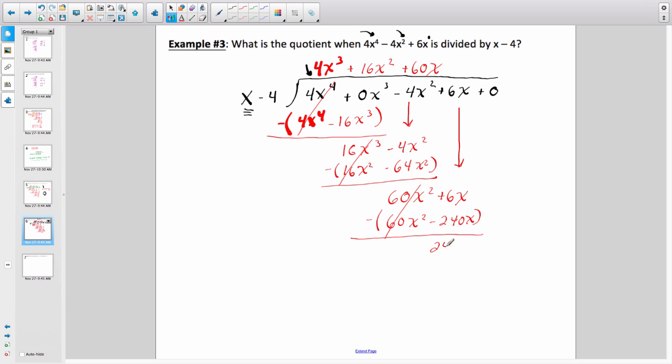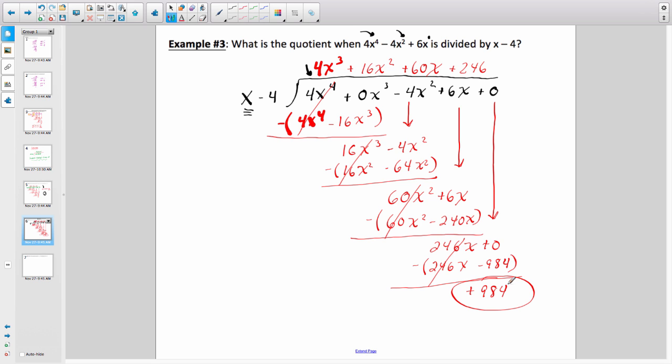246x. Bring down your last term, plus 0. And how do you go from x to 246x? You multiply by 246. Subtraction sign, parentheses. Okay, so there it is, 984. That's the remainder.